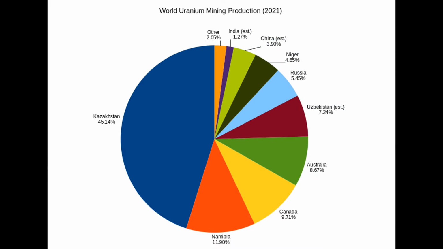Just taking a look at the uranium production by country, you'll see that Kazakhstan with 45% totally dominates, and that's with the in situ leaching method. Canada, with the highest grade uranium mines, comes in at 9.71%, which is pretty decent, which just goes to show you, just because it's the highest grade doesn't necessarily mean it's the cheapest production.